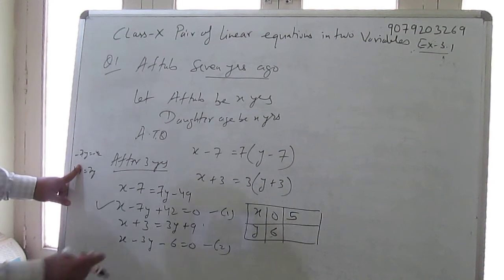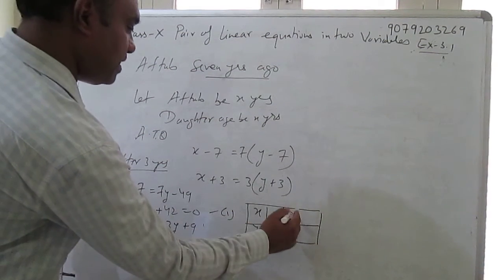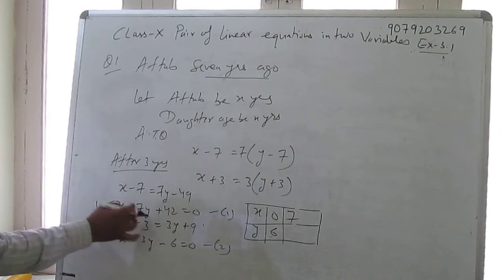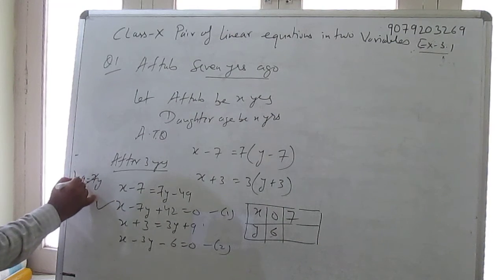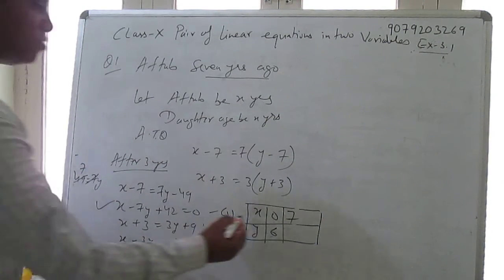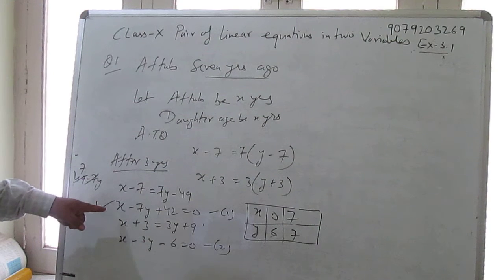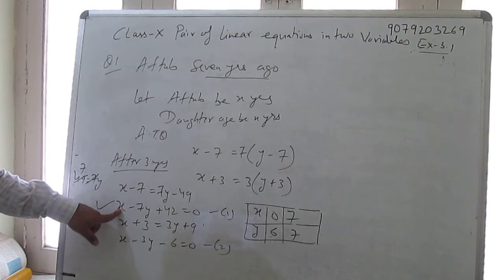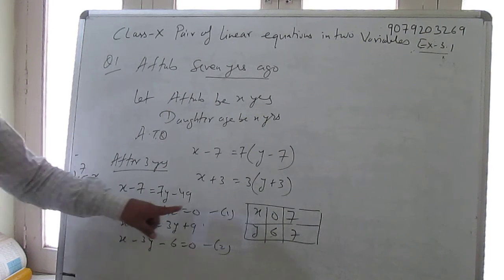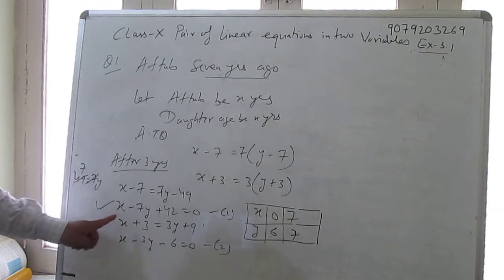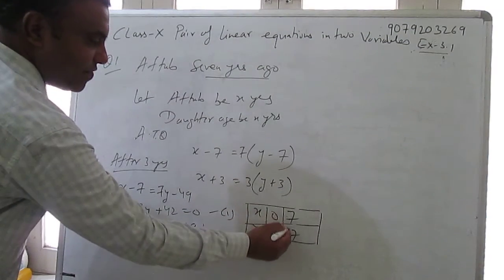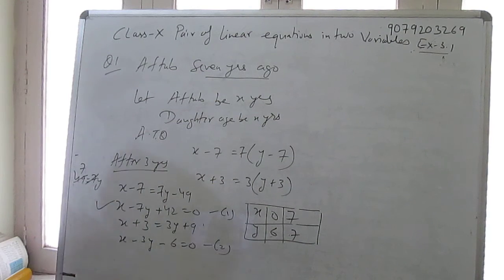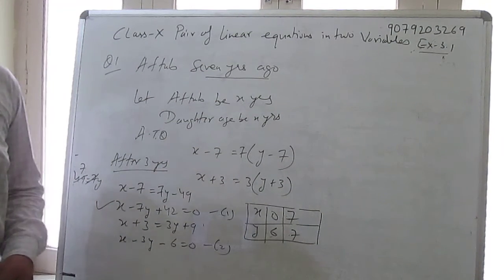So I will take x is equal to 7. 7 plus 42, how much is it? 49 is equal to 7y. So 7 7s are 49, y is also 7. Put these in the equation: minus 49 plus 49 is 0. So these 2 points satisfy equation 1. 0 and 6, 7 and 7 satisfy equation 1. At least we take 2 points to draw the straight line.